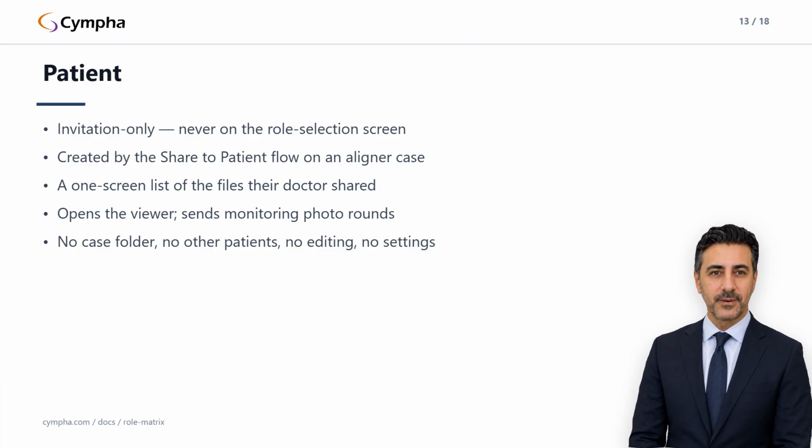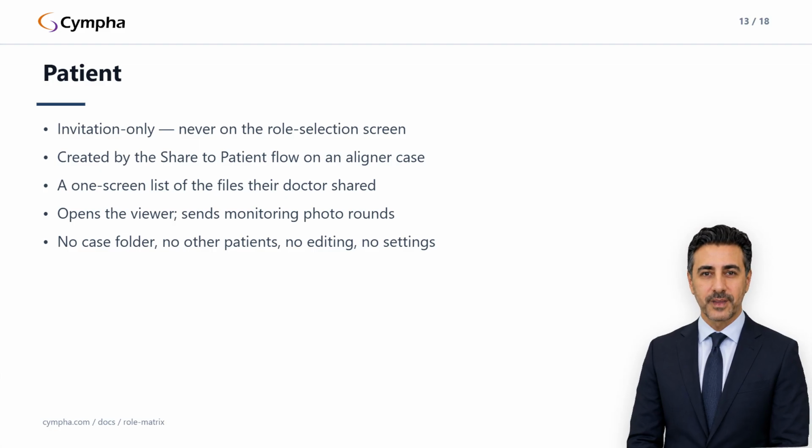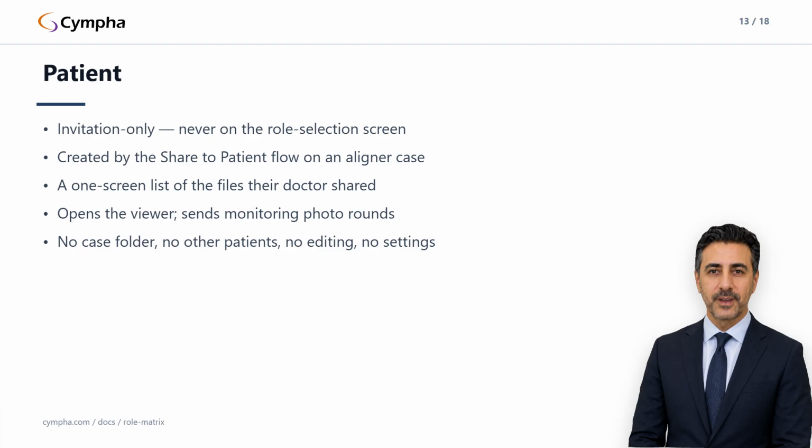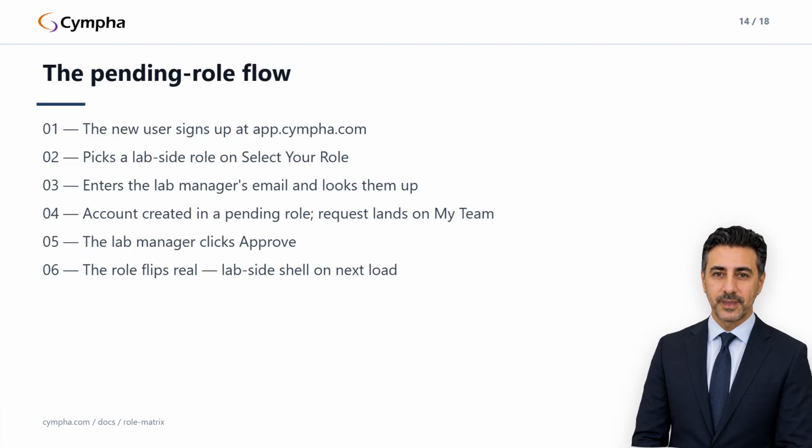The new user signs up at app.cympha.com. On the Select Your Role screen they pick the lab side role they want, designer, say. They enter their lab manager's email and look them up. The manager must already have a Cympha account, and if the email isn't found the app says so and asks the staff member to have their manager sign up first. Their account is then created in a pending role, and a request lands on the lab manager's My Team page under Approval Requests.